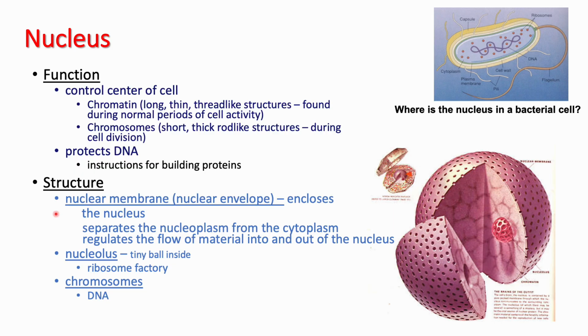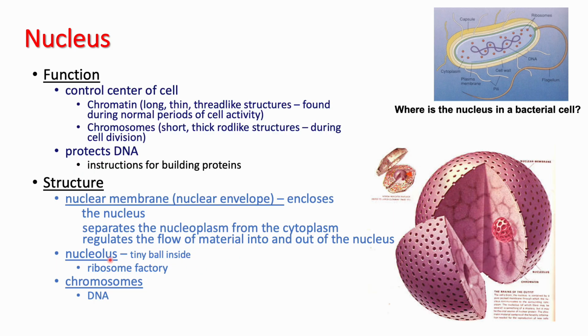The nucleus has a nuclear membrane, sometimes again known as a nuclear envelope, that's going to encase the whole nucleus. It's going to separate the nucleoplasm from the cytoplasm. It regulates the flow of material that goes in and out of the nucleus.